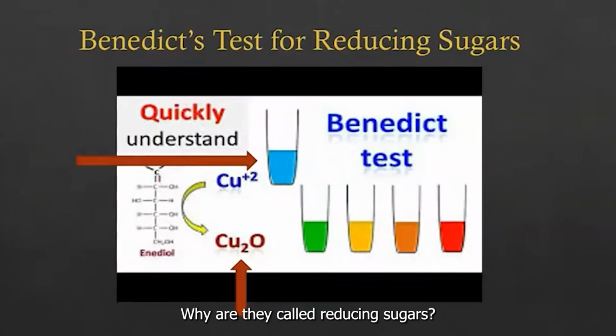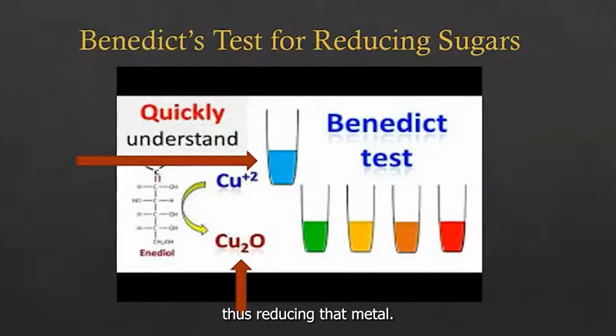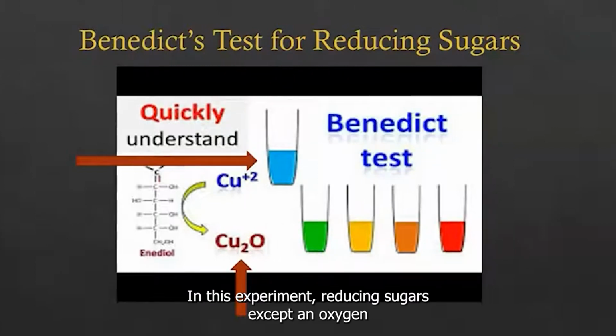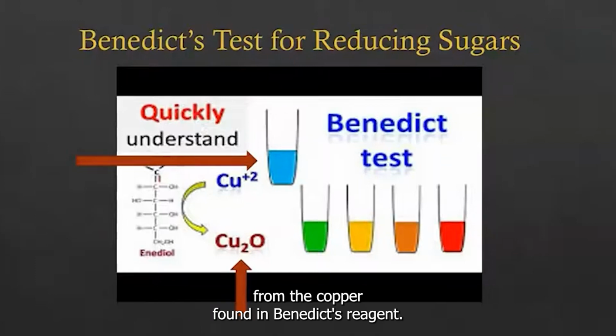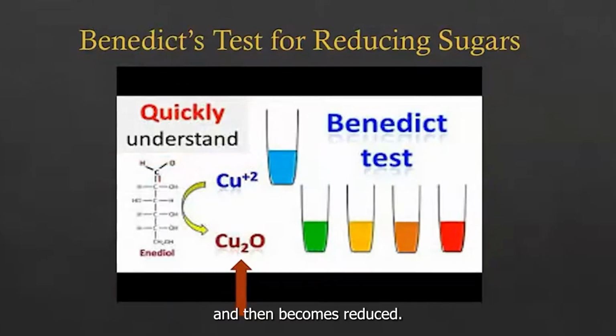Why are they called reducing sugars? Because they can accept a hydrogen or an oxygen from a metal, thus reducing that metal. In this experiment, reducing sugars accept an oxygen from the copper found in Benedict's reagent. So the copper starts out oxidized and then becomes reduced.